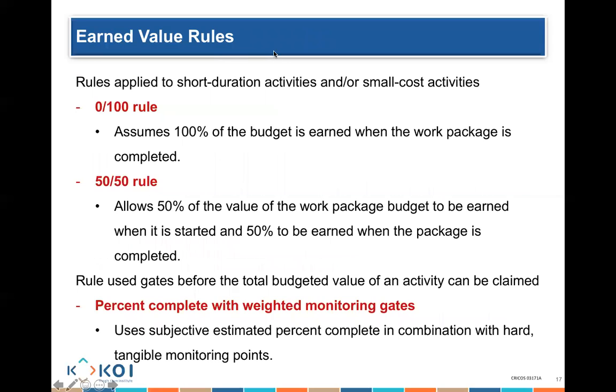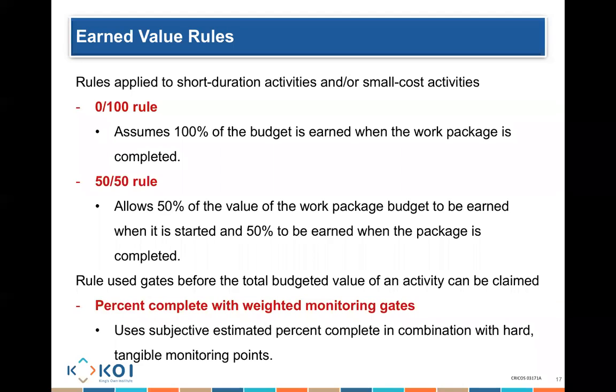Now, how do we earn work? There are 3 rules we choose to earn work. One of them is the 100% rule. What does that mean? It assumes that 100% of the budget is earned when the work is completed. So we don't earn anything, we only earn it when we complete the whole work. Another way is the 50-50 rule, which means when I start the work, I earn 50% of the work. When I finish the work, I earn the other 50% of the work.